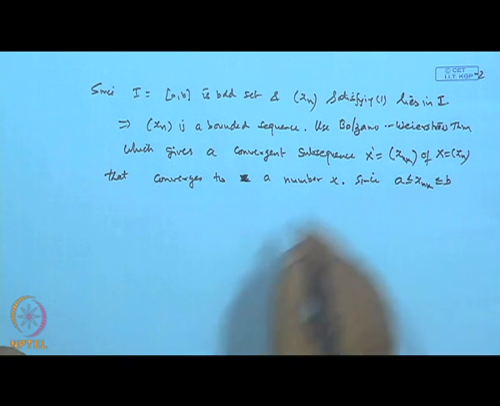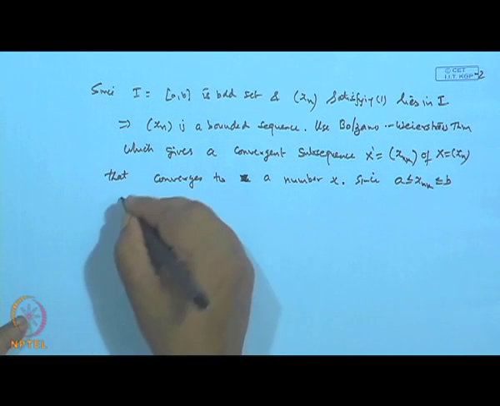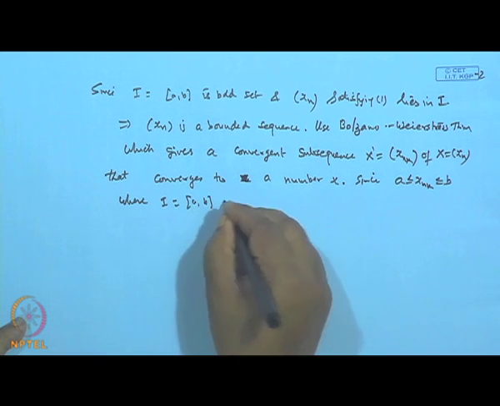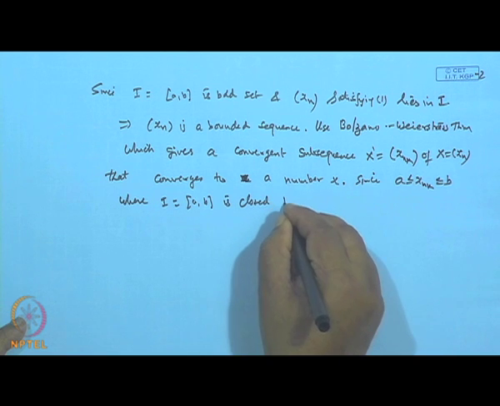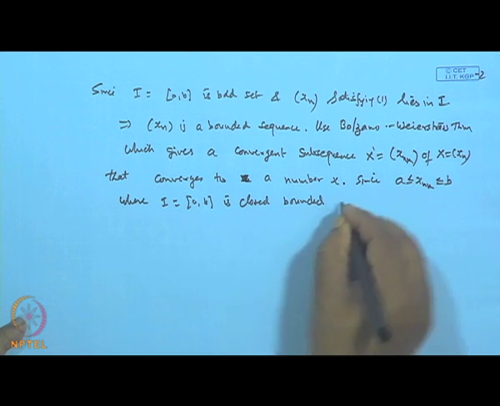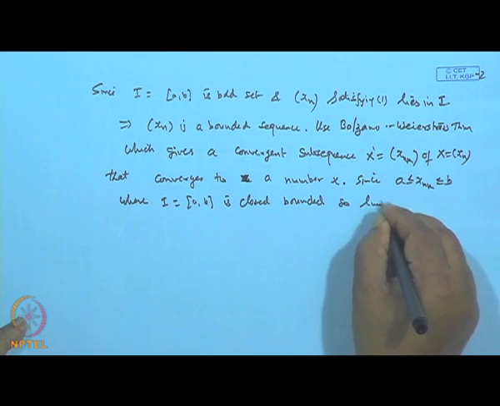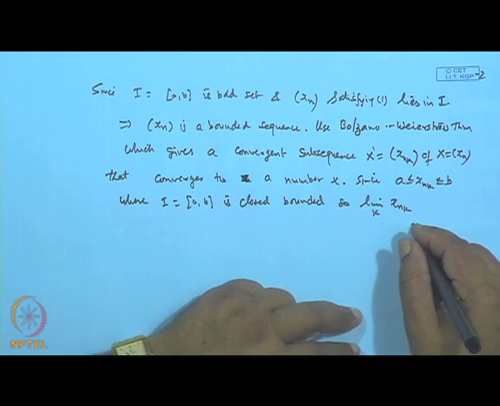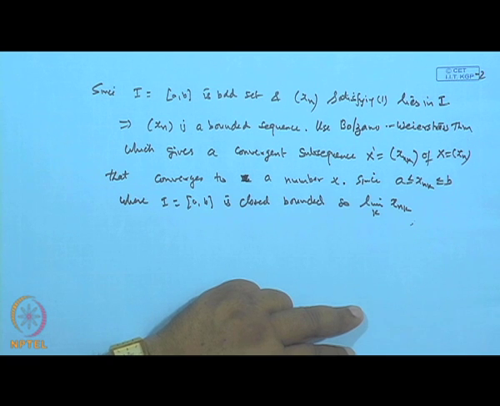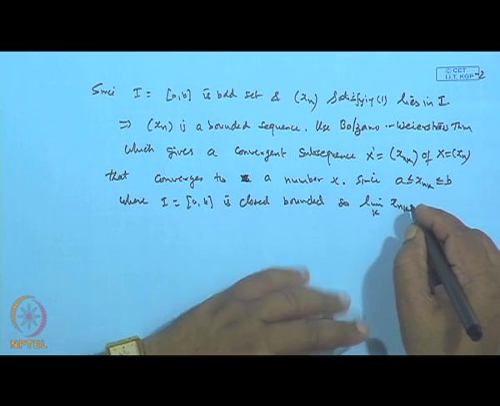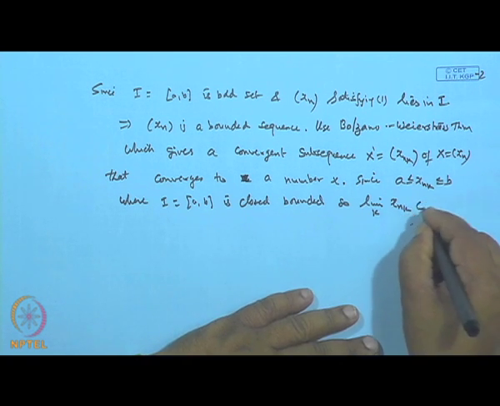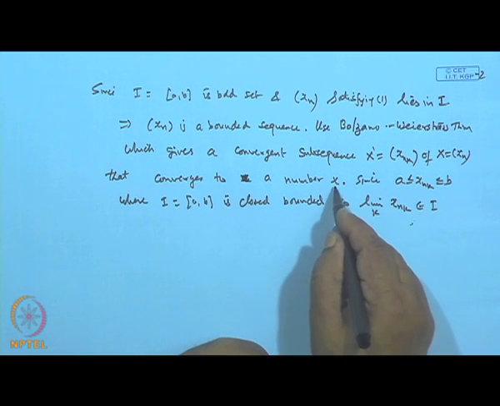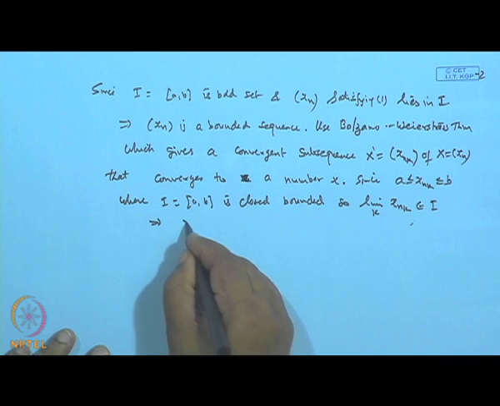So, since I is a closed bounded interval, the limit point of this sequence x_{n_k} over k obviously belongs to I. Okay. But this limit point is x, so this shows that x belongs to I.